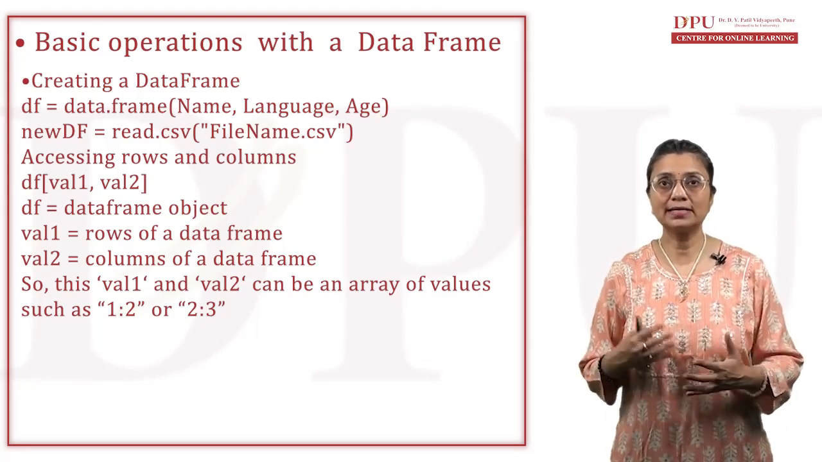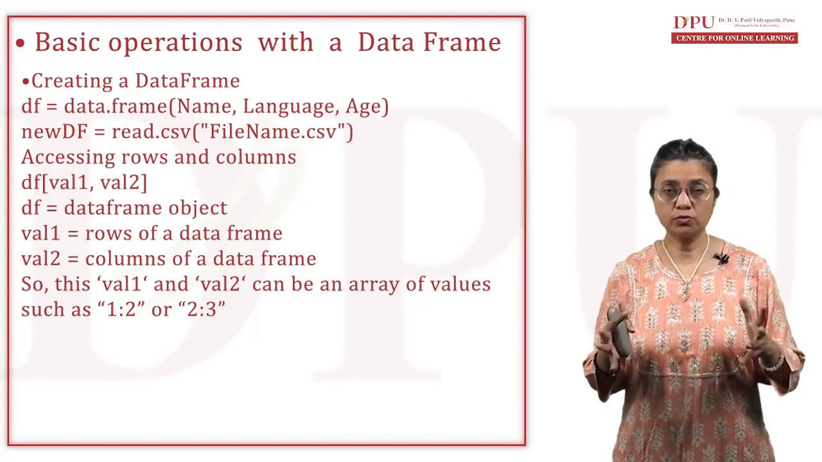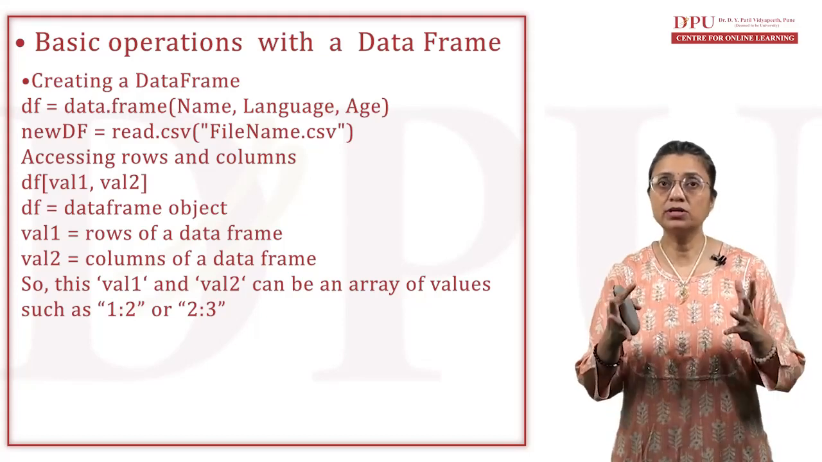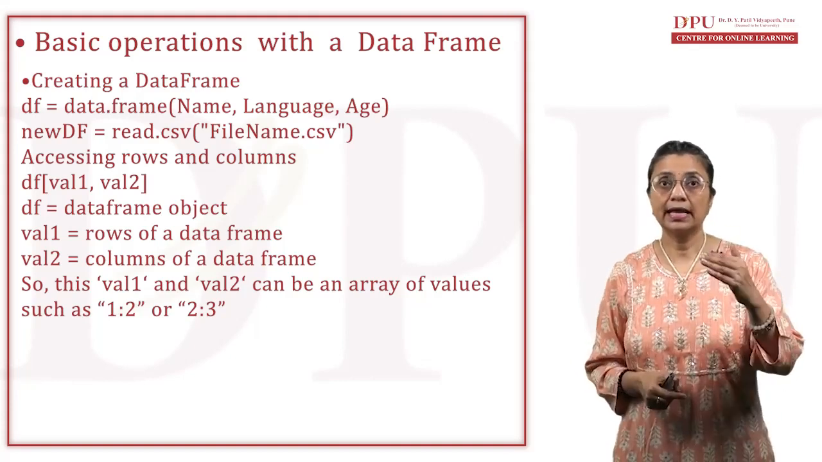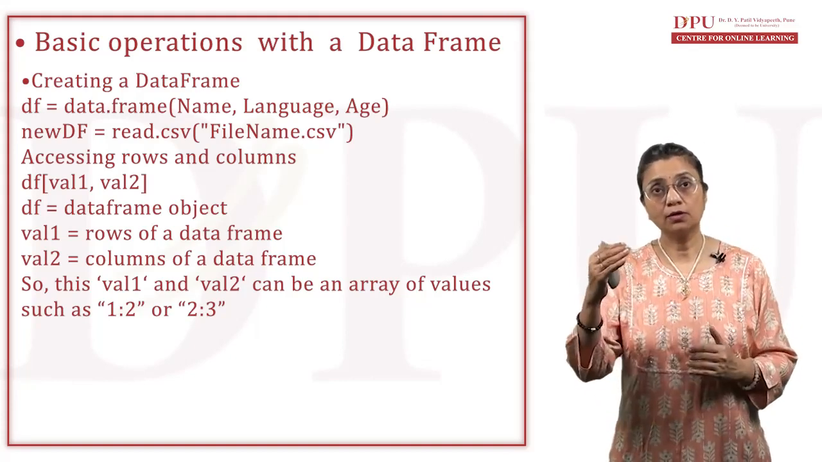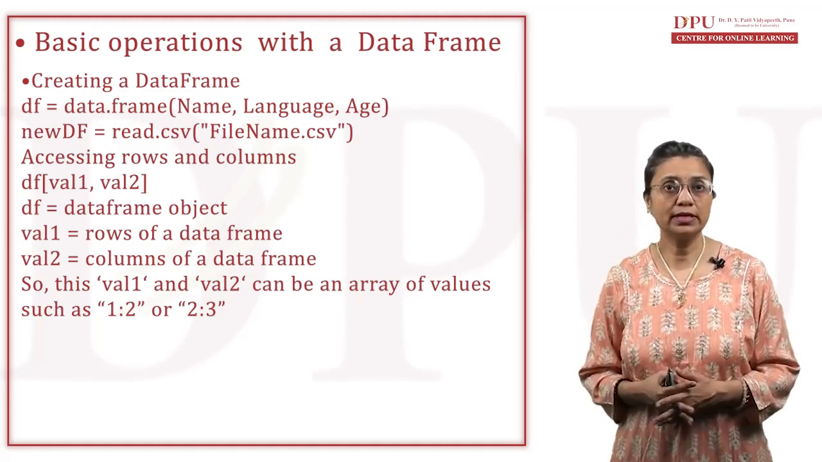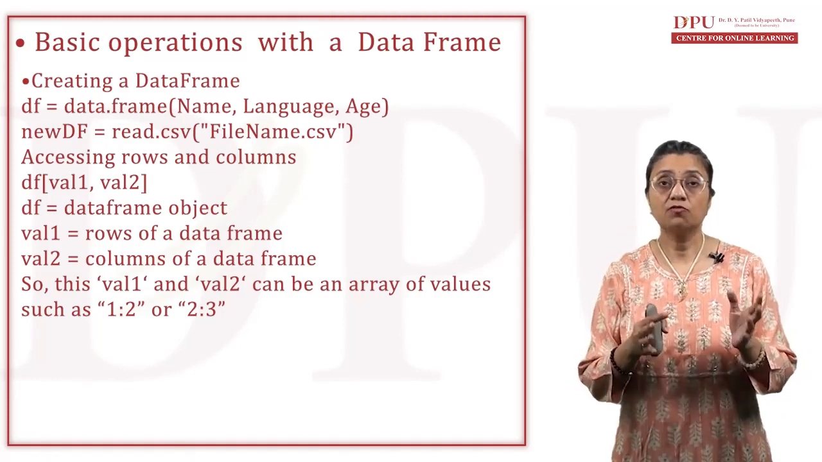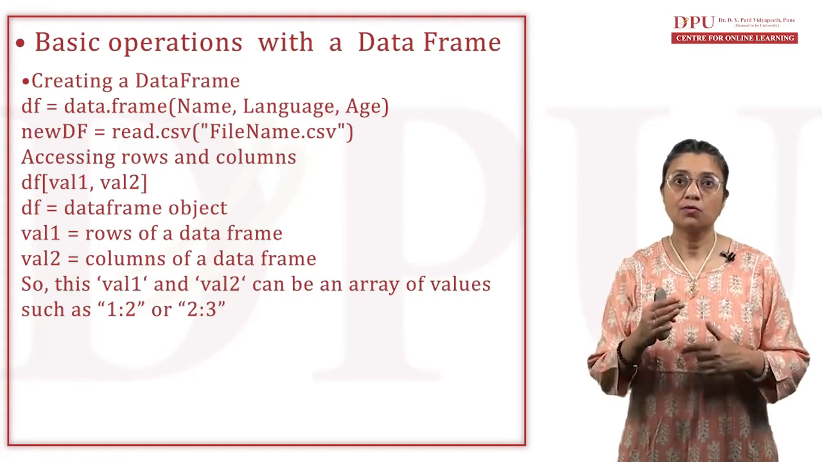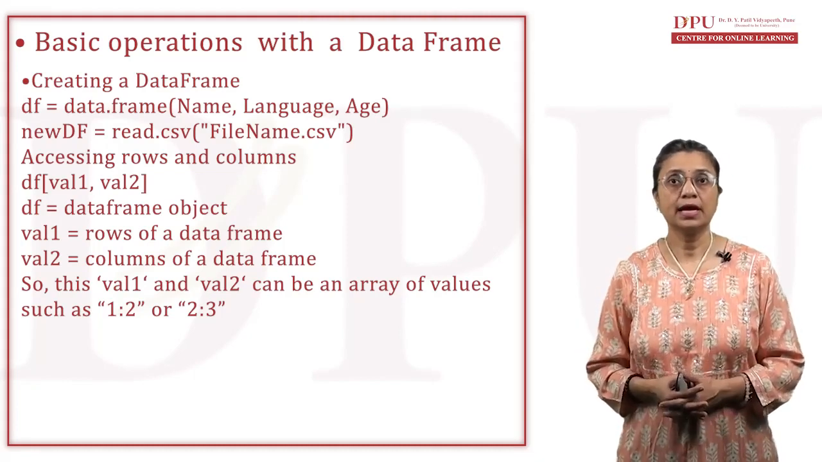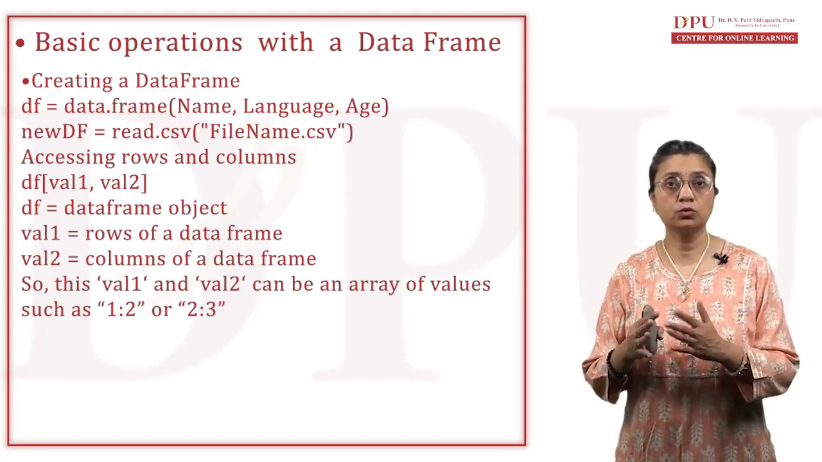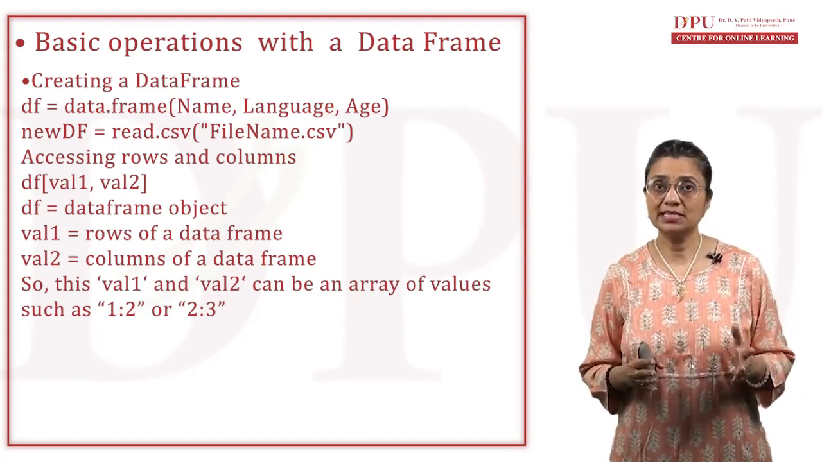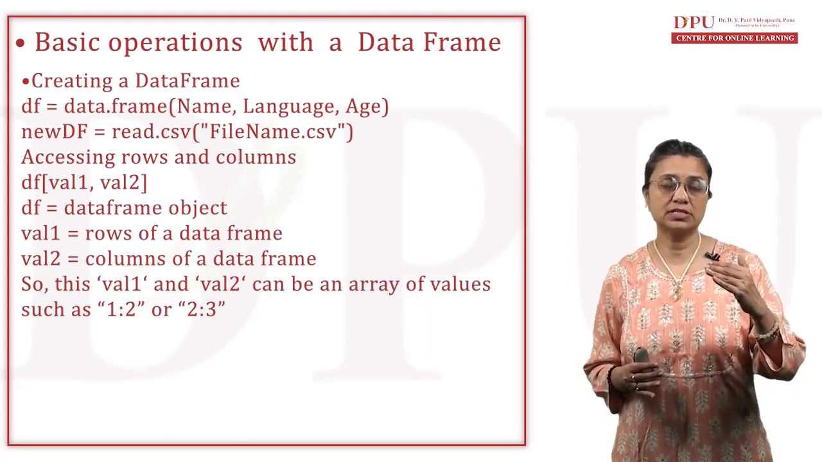Now, how to access rows and columns? To access rows and columns, I can do it very easily. I'll write df and then within the square brackets, I'll give the row numbers followed by the column numbers. So you can see over here, df is my data frame object. var1 is the rows of the data frame. var2 is the columns of the data frame. And you can see var1 and var2 can be arrays of values such as 1:2 or 2:3. So if I say 1:2, it means first and second row.